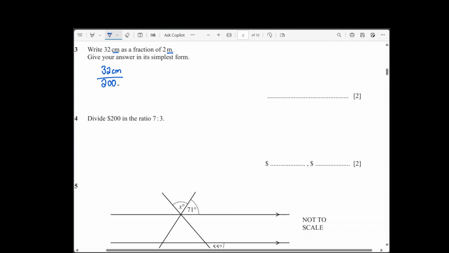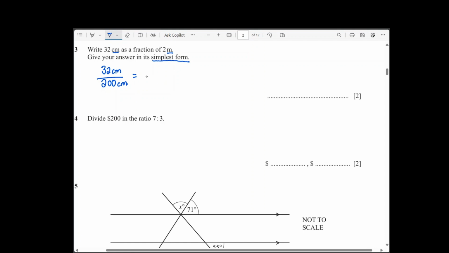So we have to change the units. You can change the centimeters to meters by dividing by 100, but it's much easier changing meters to centimeters. Now we know that 100 centimeters is equal to 1 meter. So 200 centimeters is equal to 2 meters. And then they said, give your answer in its simplest form.